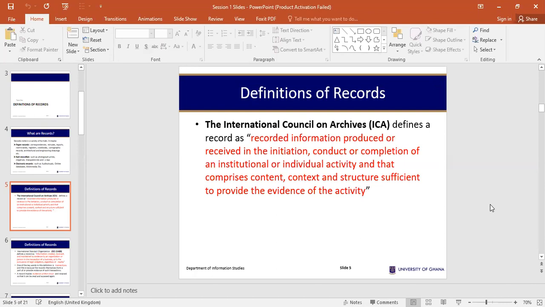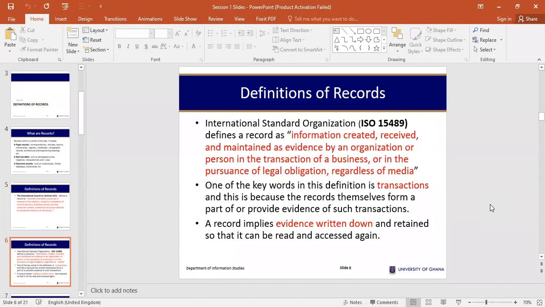And then structure. Structure has to do with format. This one is a recording, more or less electronic records. There you can have paper-based and others. Those are to provide the evidence of the activity. As we go along, you understand what the evidence aspect has to do. There are other definitions of records.